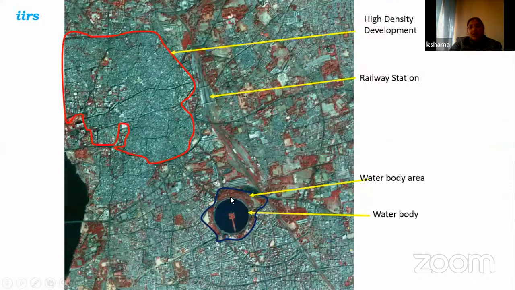Although this water body has been limited by the construction of the road, we can see that earlier the water body area was going up to this extent. Because of the availability of moisture in this area, we can easily identify the area of the water body.